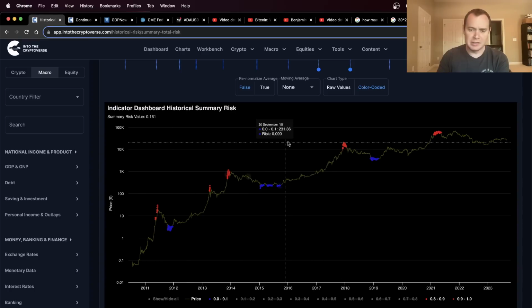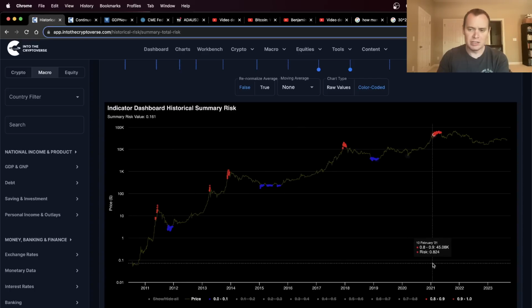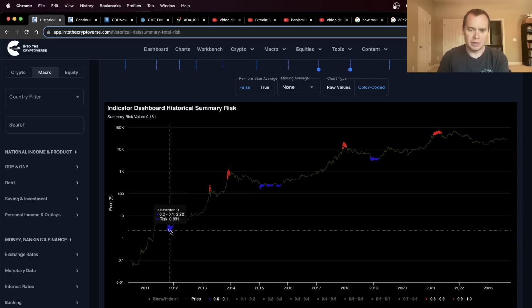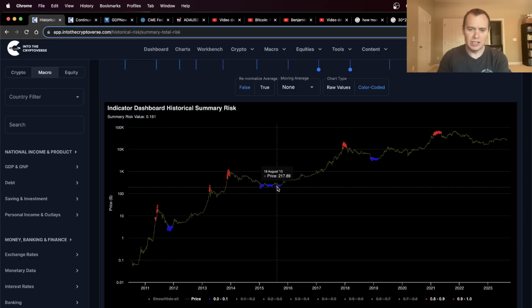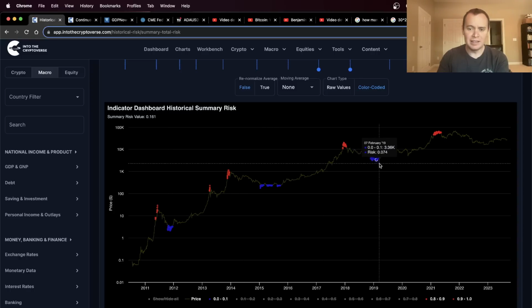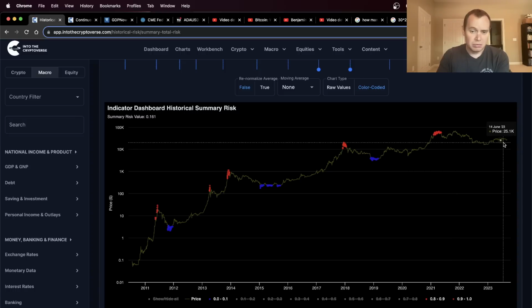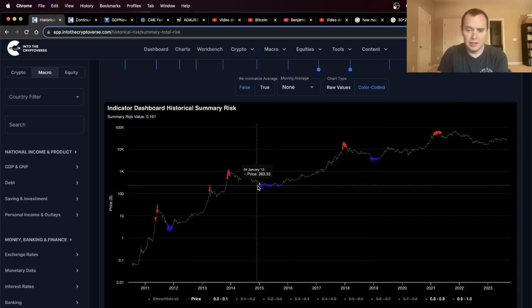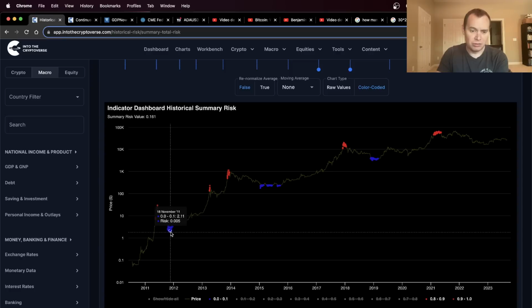But regardless, you can see that this is what the 0 to 0.1 risk band looks like for Bitcoin, right? We hit it here in 2011. We hit it in 2015. We hit it in 2018 and 2019. Why not hit it in 2023? We hit it in 2019. We hit it in 2015. Those are both pre-halving years as well. We're in a pre-halving year today. In fact, 2011 was a pre-halving year.